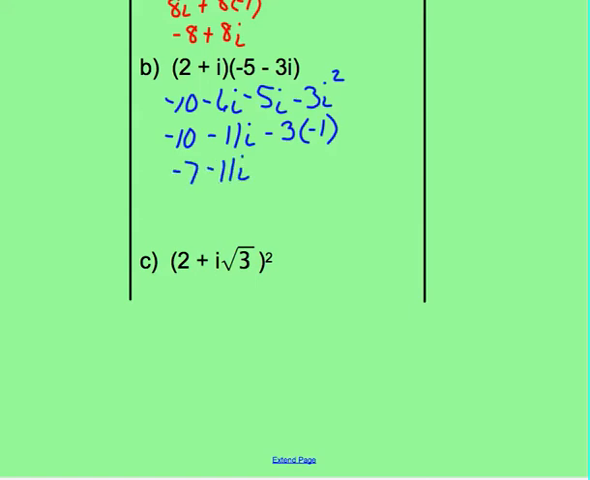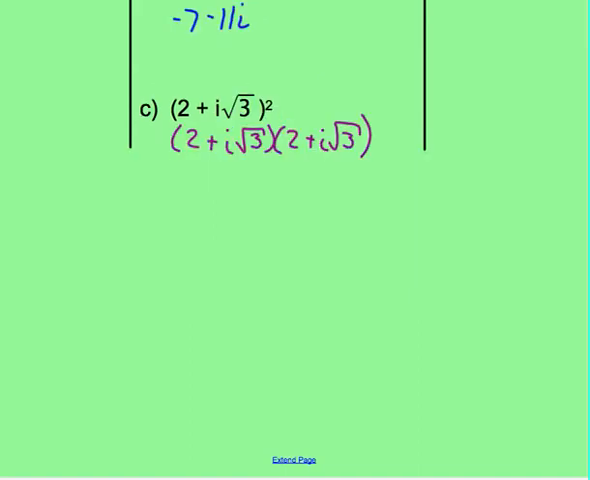And one last example. Remember what it means to square something. Multiply it by itself. So I'm going to write the 2 plus i times the square root of 3 times itself. Now note that i times the square root of 3 is one term, so I'm only distributing twice. 2 times 2 gives me 4. 2 times i times the square root of 3 gives me 2i root 3.